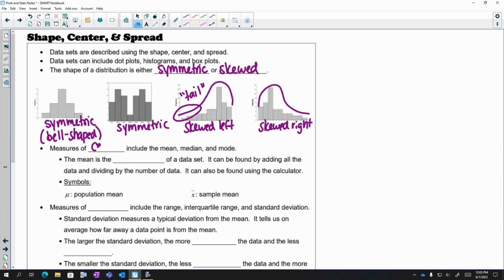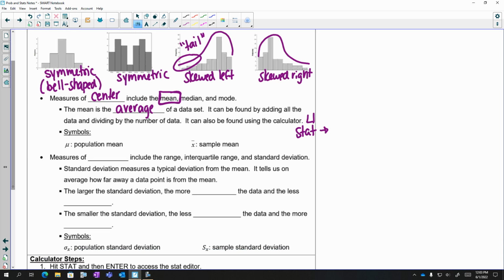Measures of center include the mean, the median, and the mode. The mean is the most important one for us, and the mean is our average. So that can be found by adding all of your data up and dividing by the number of data. It can also be found using our calculator with L1, sometimes L2, and then STAT, right, 1-Var Stats. All of those steps are down below for you as well. Symbols: the Greek symbol mu is for population. X bar is for sample.